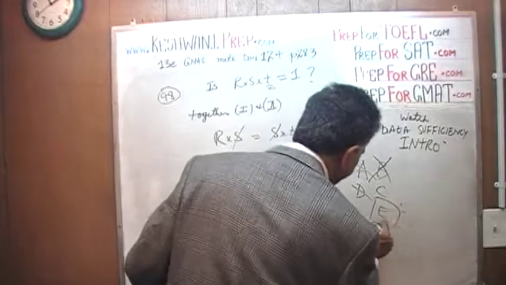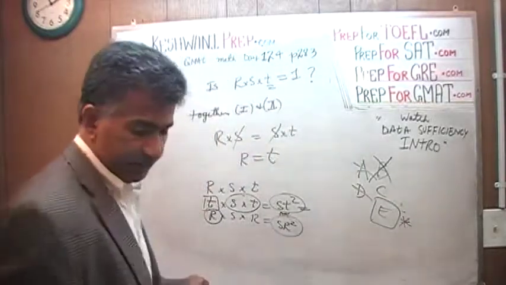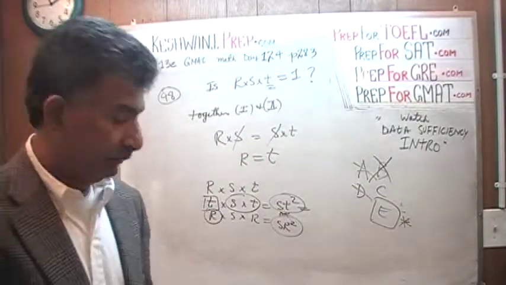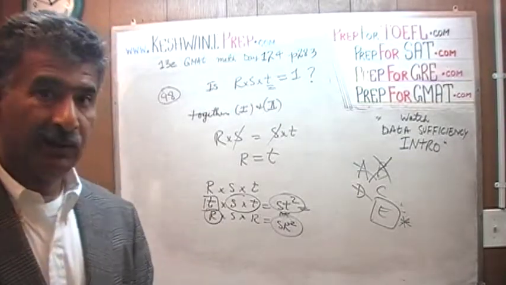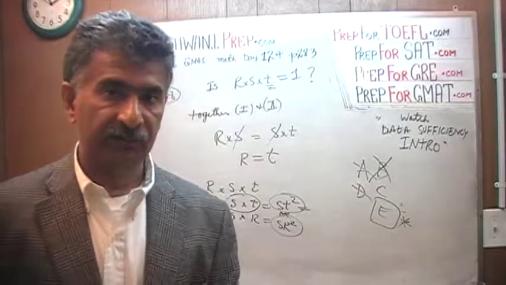The answer is E. It cannot be calculated. It cannot be said with certainty if r times s times t is 1.